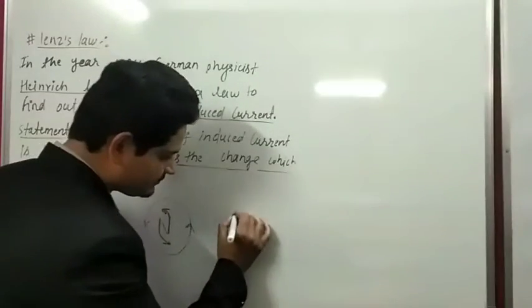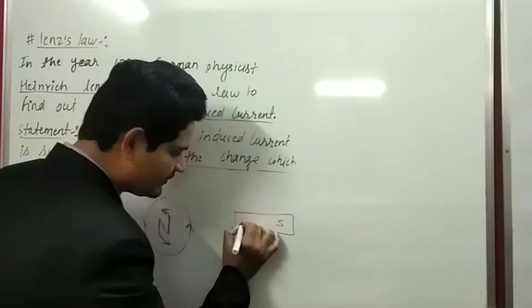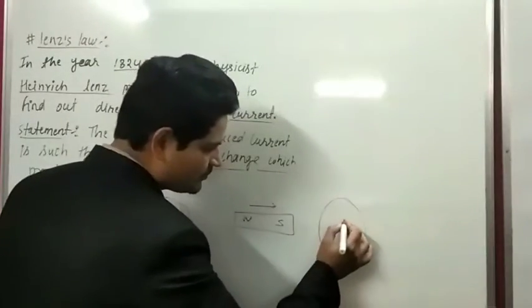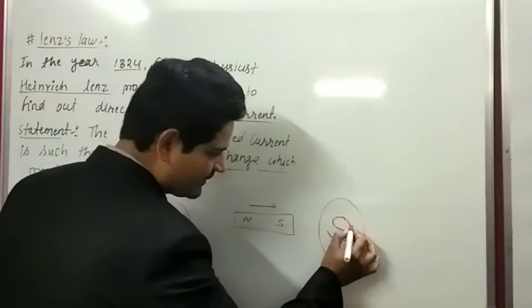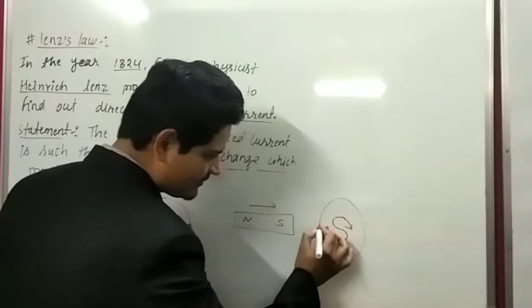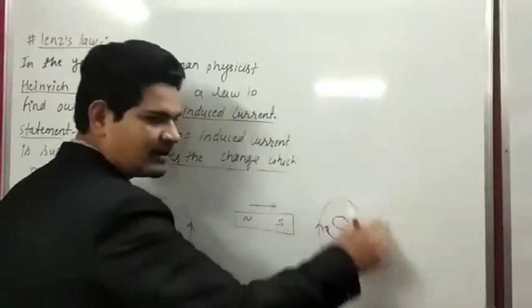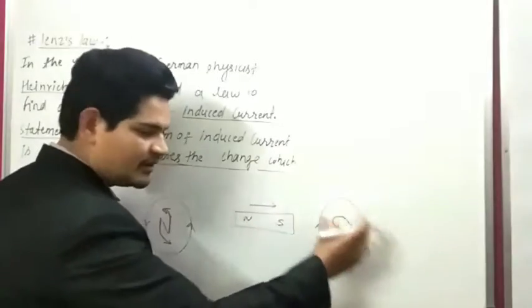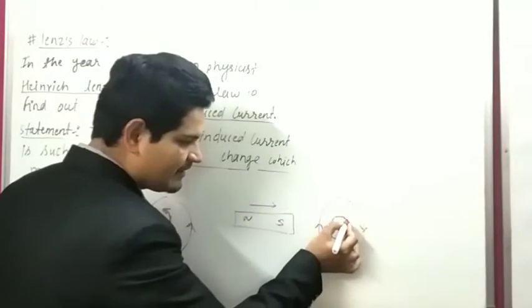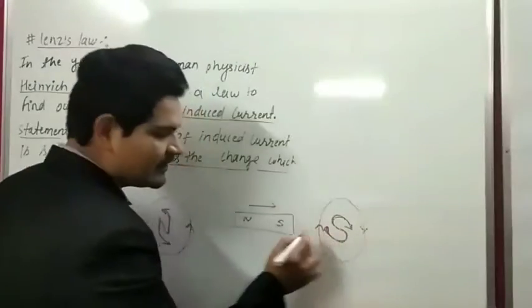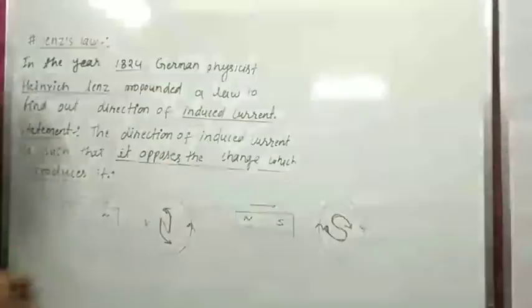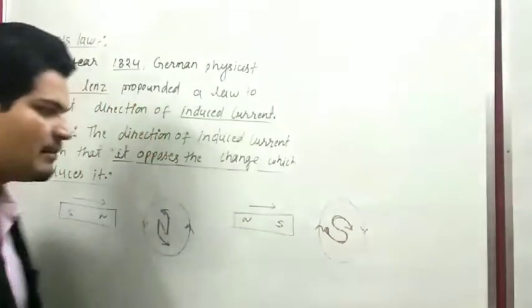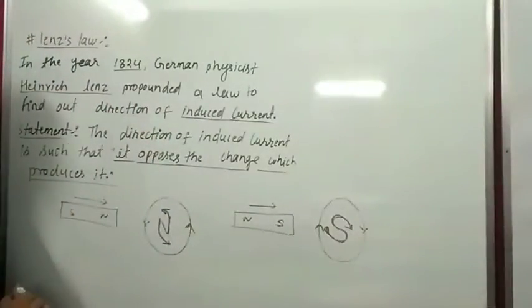We can understand, this is south pole, this is north pole. When the south pole is moving toward the coil, it becomes like this way. This is called clockwise direction and this is anti-clockwise. So south pole produces this induced current and this induced current opposes the south pole. It means it opposes the change which produces it. This is called Lenz law.